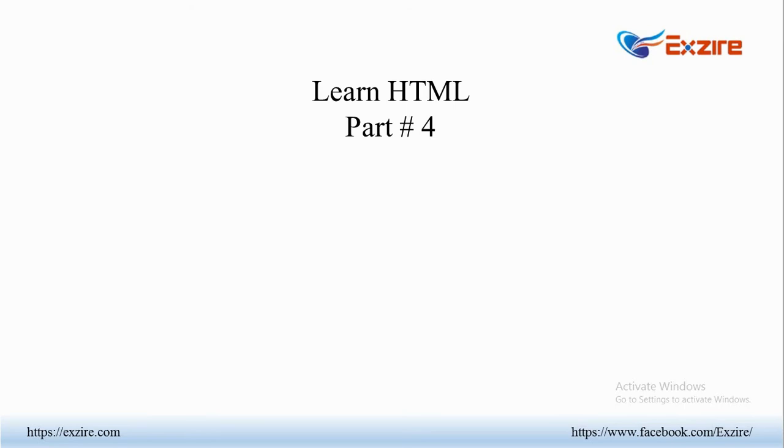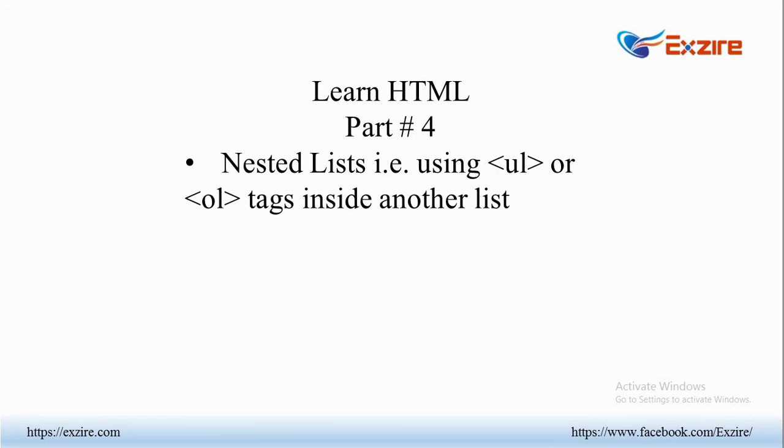Today we are in the fourth part of the Learn HTML web series, and in the last tutorial we talked about ordered list and unordered list. Today we are going to talk about nesting those list tags, either UL or OL, both of them. And nesting means using one tag inside the other.